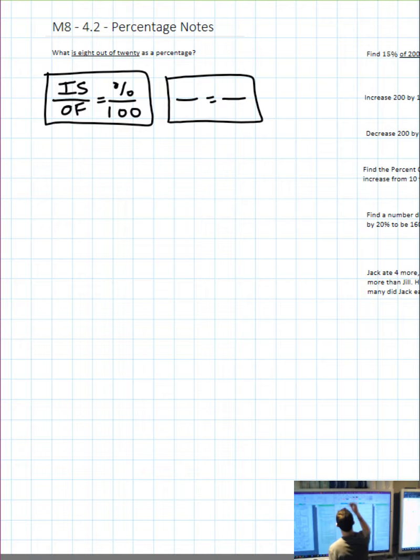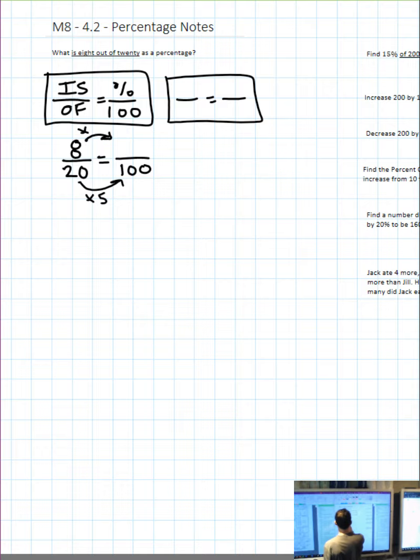So it says, what is 8? So 8 goes in the is spot. Out of 20 is equal to a percentage over 100. So I'm going to put it over 100, and then I'm going to figure out what that percentage is. In order to get from 20 to 100, we simply times by 5. And if I do that to the bottom, I must do that to the top. 8 times 5 is 40. Therefore, my answer is 40%.